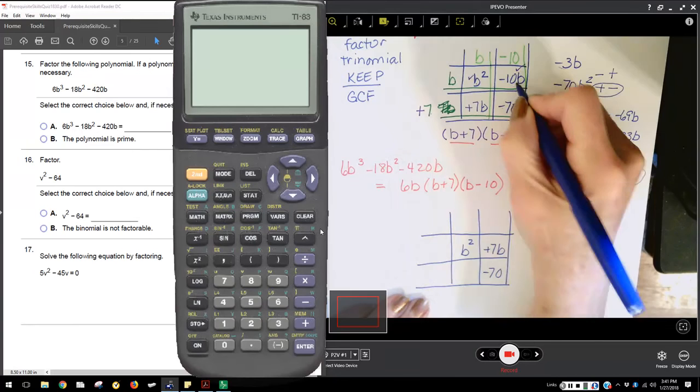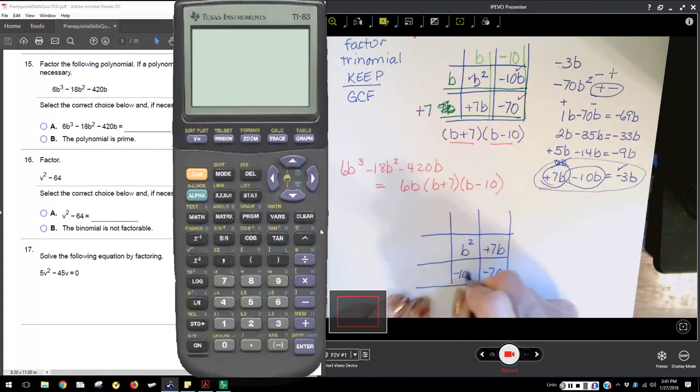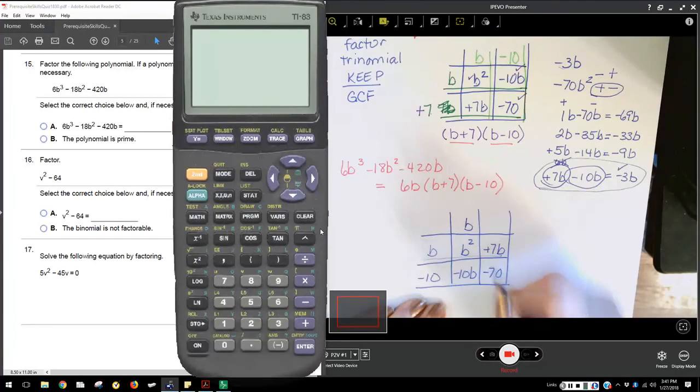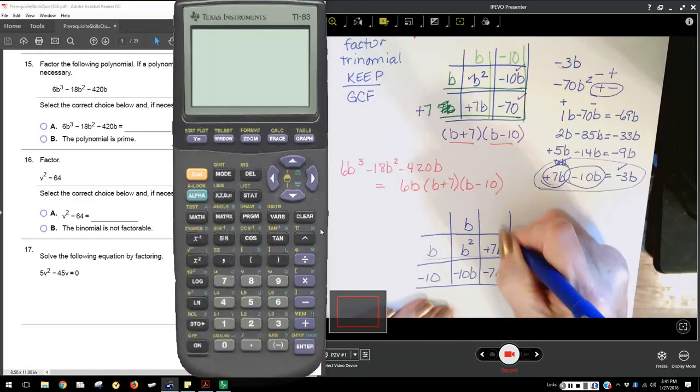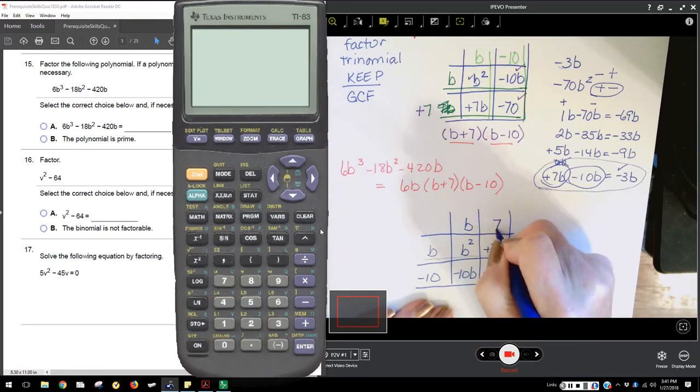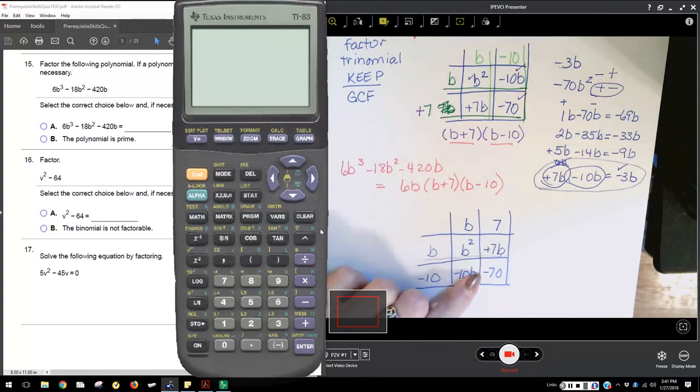And then I would have put negative 10b down here. And if I had done that, the greatest common factor across the top row is still b. The greatest common factor across the second row is now negative 10. The greatest common factor among the first column is b, and among the second column, 7 and negative 70 is going to be 7. And I don't know whether it needs to be positive or negative. But I'll figure that out as I multiply out and check.